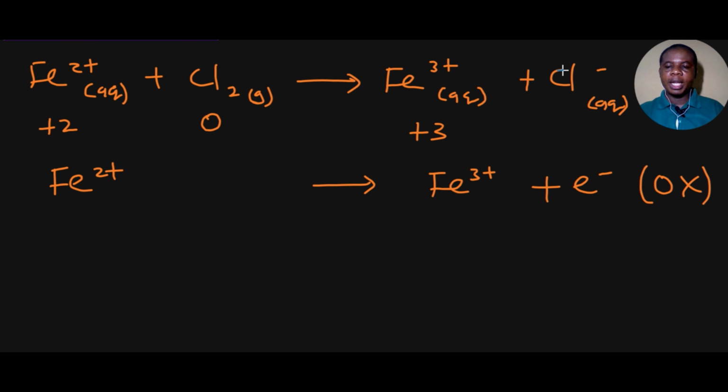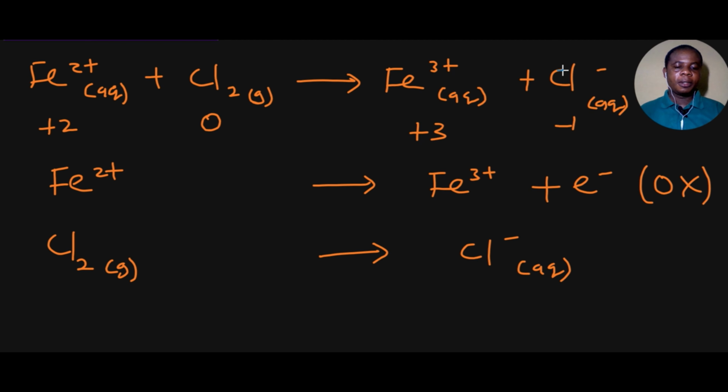So this is Cl minus. So this Cl moved from 0 to -1. So is that reduction or oxidation? It is definitely reduction because there is a decrease in oxidation number. So Cl2, which is gas, going to Cl minus, which is aqueous.